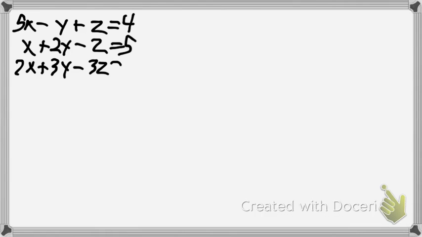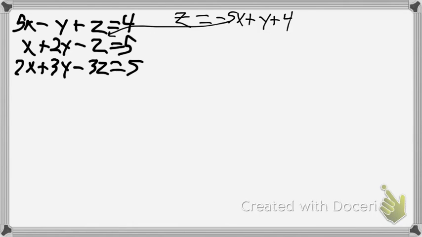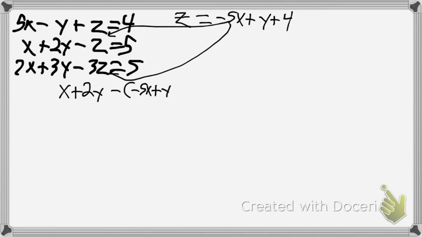So, now watch this. Same one, but I'm going to solve that top equation for z. So I isolated the z, so I have z equals negative 5x plus y plus 4. I'm going to plug that in for my second equation. See what I just did? So I took out the z and I wrote negative 5x plus y plus 4.